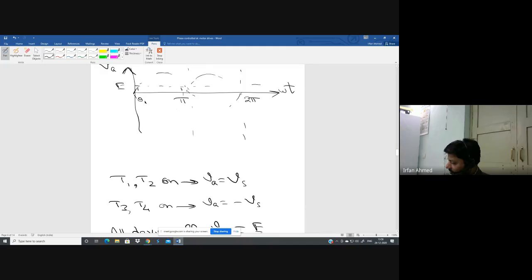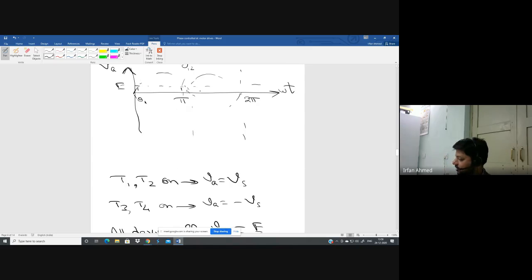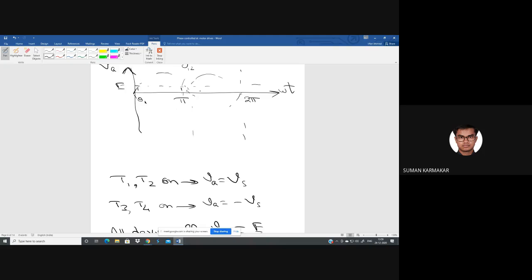Similarly, the angle where the supply voltage once again becomes equal to E is theta 2. What is the significance of theta 1 and theta 2? After theta 1, current will flow, and after theta 2, current will stop.